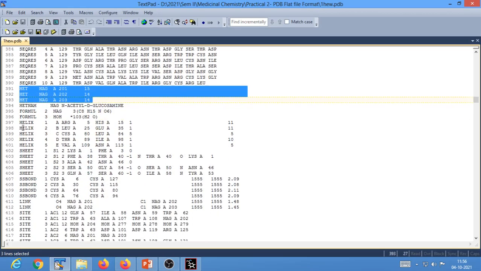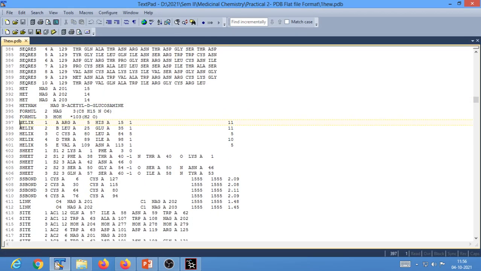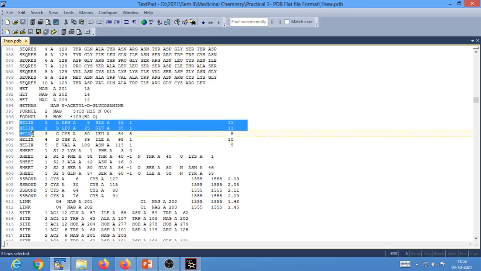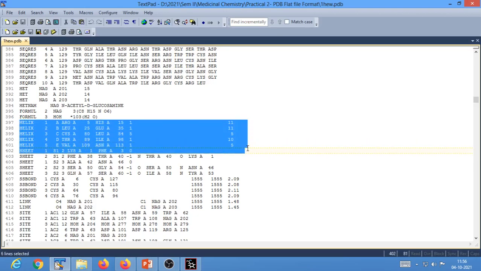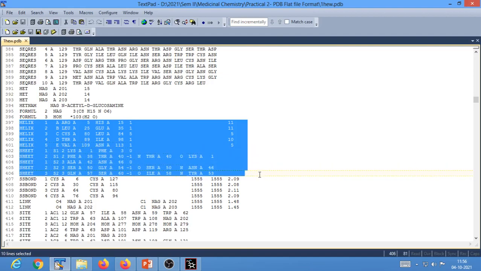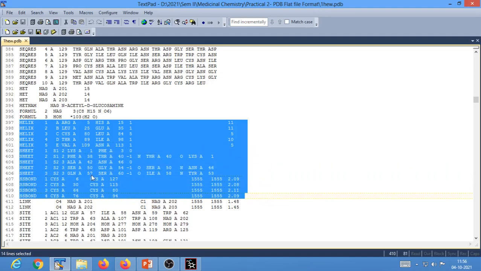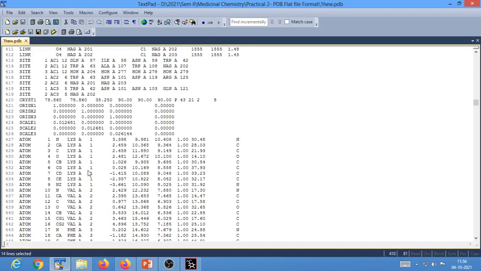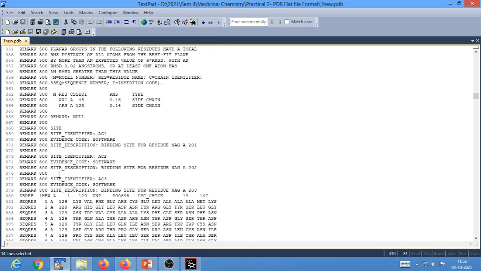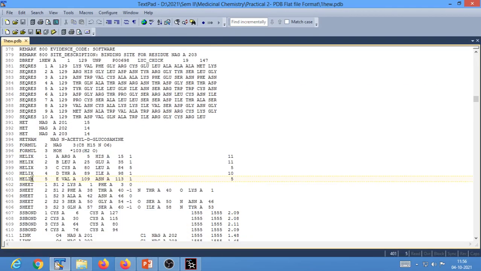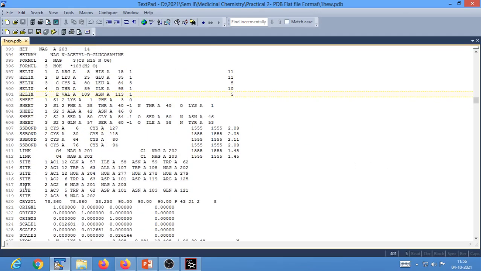Then you have secondary structure information, as to how many helices there are in your protein, how many beta sheets there are, how many disulfide linkages there are, and so on and so forth. The point is that in your annotation section there can be a variety of keywords containing different information. So this is all about your annotation section.